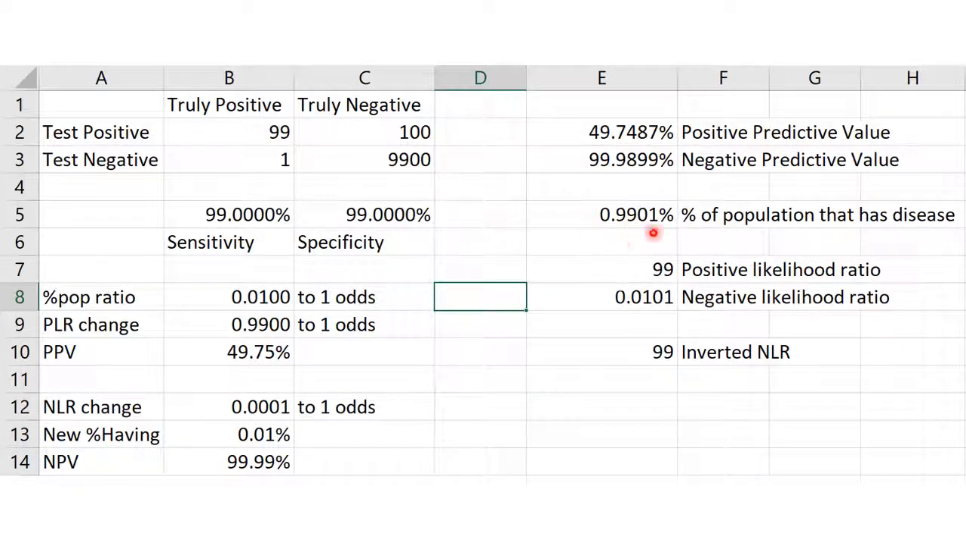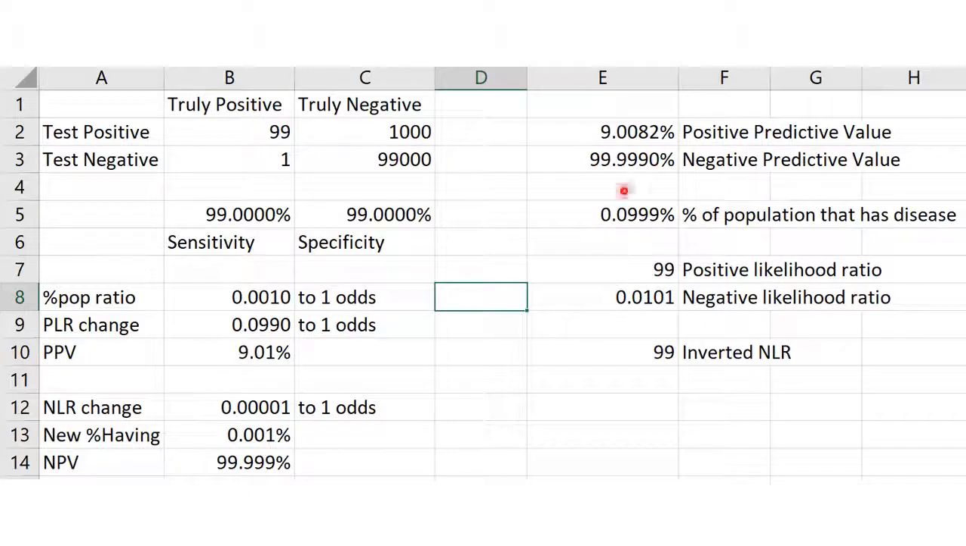Because it's a rare disease and we have a pretty good test, it makes us 99 times less likely. We reduced the odds by 99 times, and now we are ridiculously confident that if you get a negative test, you don't actually have the disease. Because look at that, out of 9,901 tests, only one person is going to actually have it. So it's kind of great for our negative predictive value and slightly harmful for our positive predictive value.